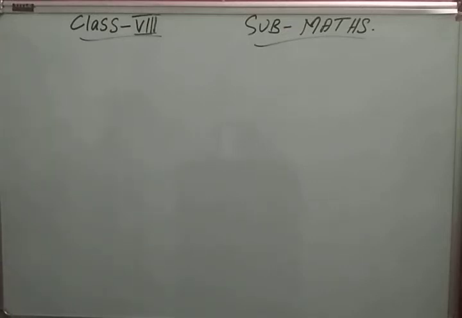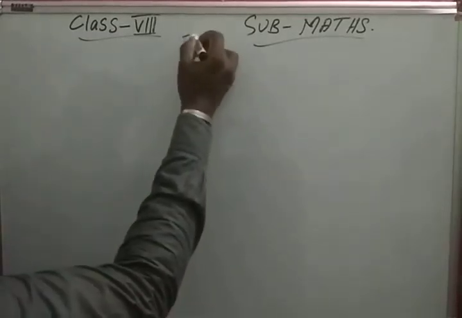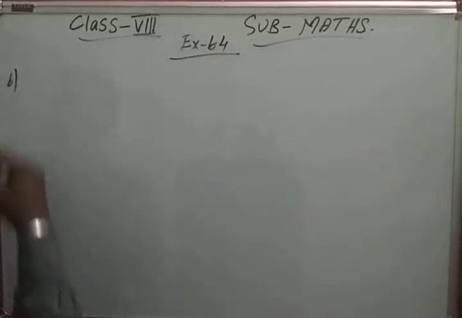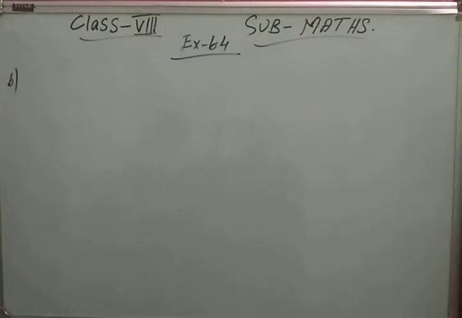Today we are going to continue our exercise 6.4, question number 6. I have already completed the 5th question and also given you some homework. I hope you have all done it. Today we continue from the 6th question. What is the 6th question? Find the length of the side of a square whose area is 441 meter square.